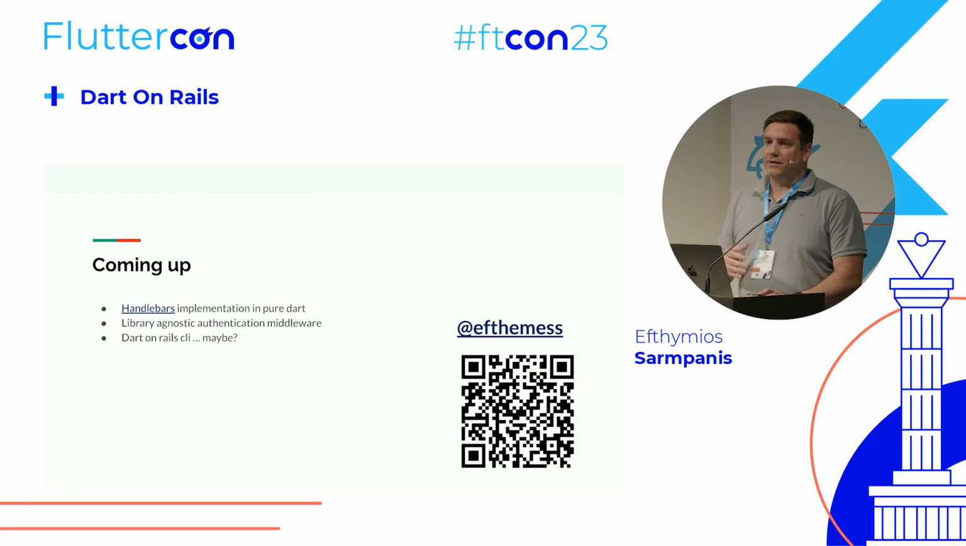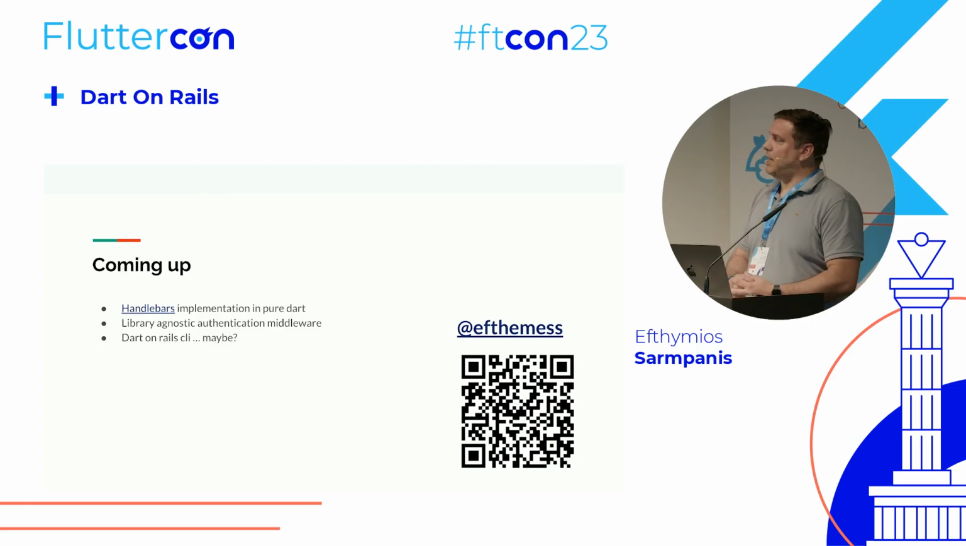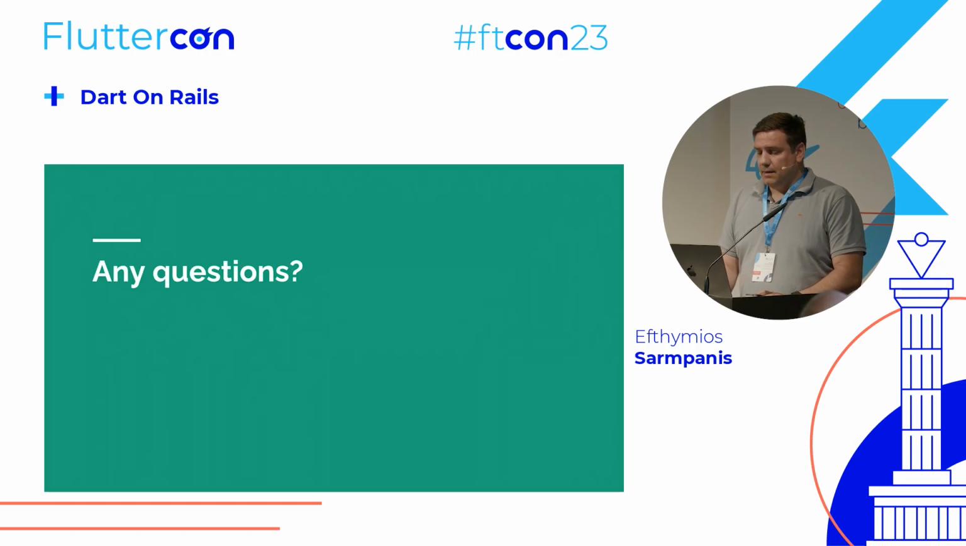And also, I don't know if there is any room for a Dart on Rails CLI, maybe. If there is any interest in that, I will post a poll on my Twitter handle, and depending on how much response I have, I might start a CLI for Rails, which will take care of all the boilerplate that I just ran you through, and it would be more like configuration, as in pure Rails. Rails feels like configuration, not like real coding. So that's one of the things that I would like to do. Any questions?